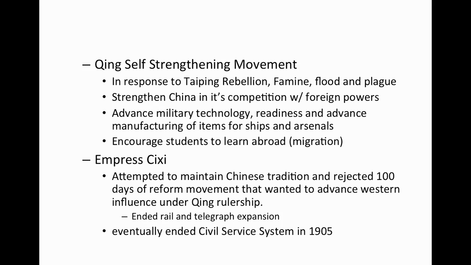She's going to try to go back to more traditional ways. She rejects the 100 Days of Reform movement that wanted to build more railroads and put in more telegraph systems. She jails her stepson, and she, again, ends that expansion. She, though, recognizes that there were some problems with the civil service system, and she ends that. So she even introduces some new reforms, but more political reforms, right? She's definitely going to want to isolate China and limit westernization and industrialization.